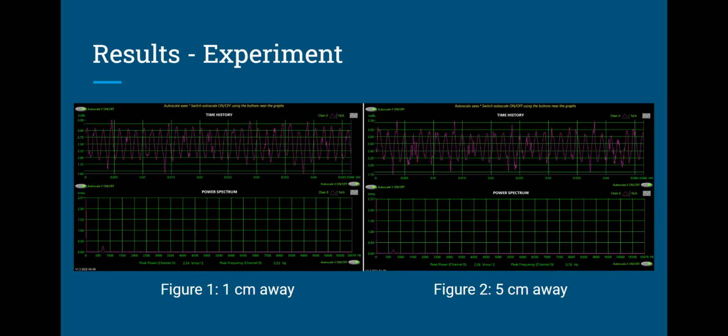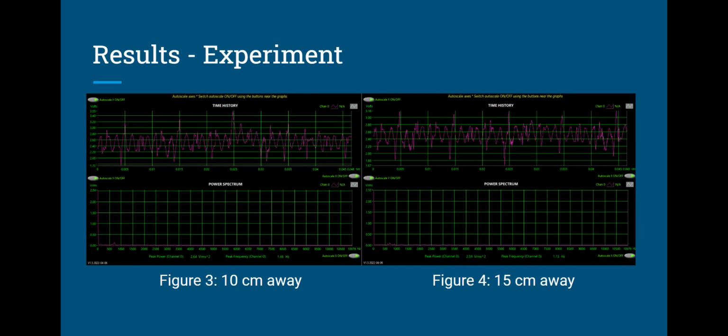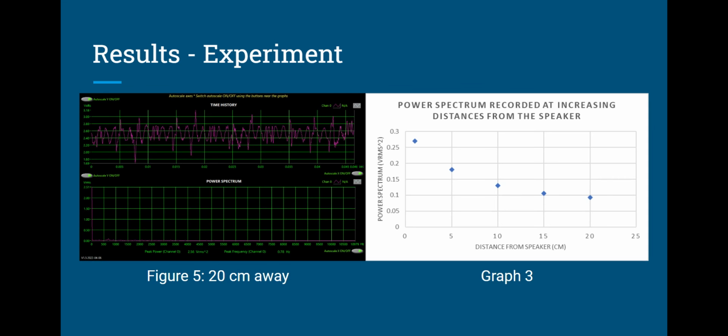On the following slides, figures 1 through 5 show different waveforms and power spectrums in the second part of this experiment. So figure 1 shows at 1 centimeter away, figure 2 shows 5 centimeters away, figure 3 shows 10 centimeters away, figure 4 shows 15 centimeters away, and finally figure 5 shows 20 centimeters away. It can also be observed in the waveforms that the further away it got from the speaker, the more noise that was collected as well. In graph 3 on the right, it shows the sampled power spectrums as a function of distance.